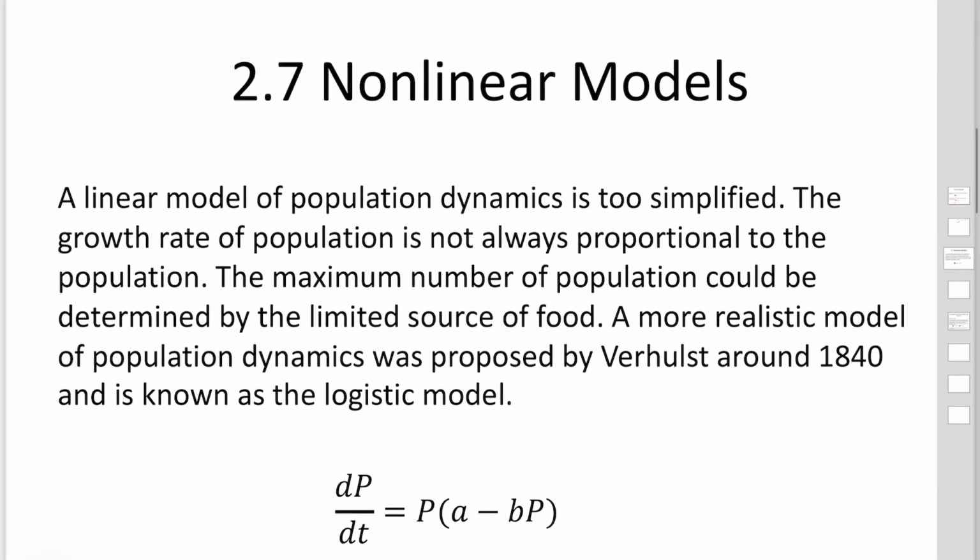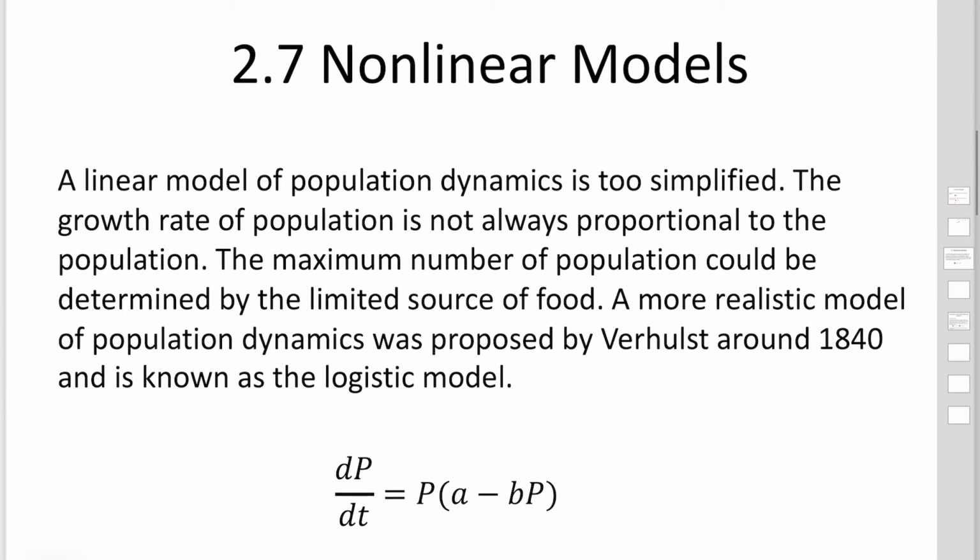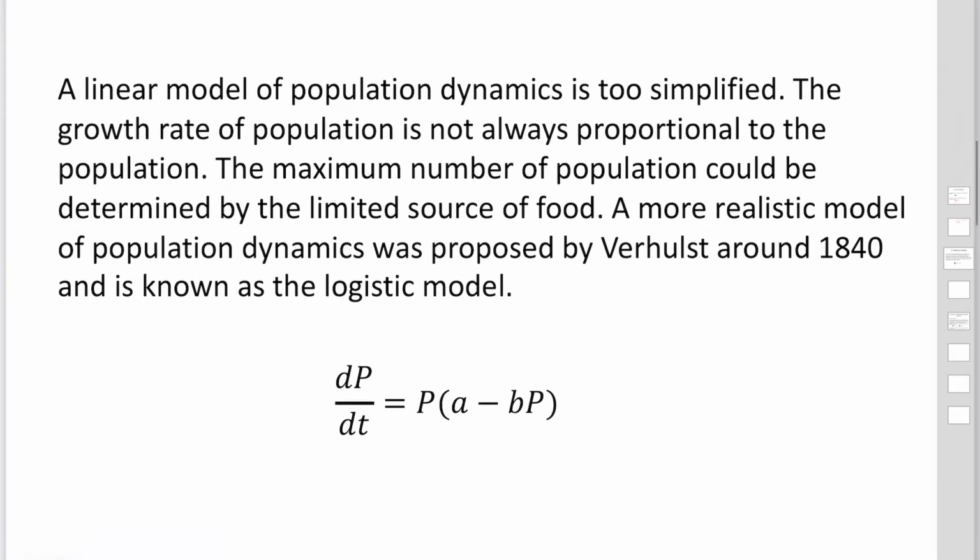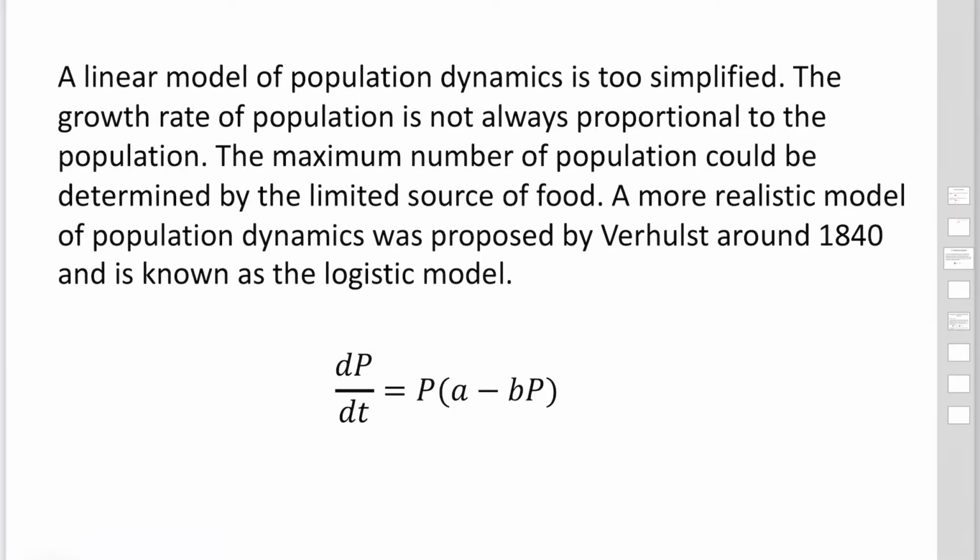Now we introduce the nonlinear models. A linear model of population dynamics is too simplified. The growth rate of population is not always proportional to the population. The maximum number of population could be determined by the limited source of food. A more realistic model of population dynamics was proposed by Verhulst around the 1840s and is known as the logistic model.